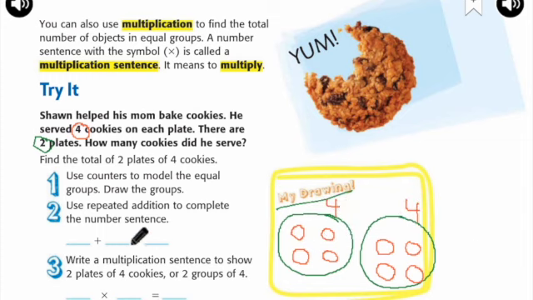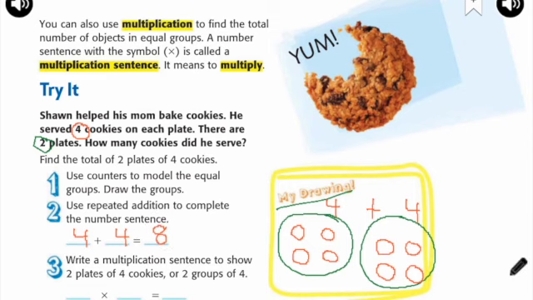Now, before we move into multiplication, we're going to use the first strategy, which is repeated addition. So the cookies on the first plate is 4, and the cookies on the second plate is also 4. So repeated addition tells us to do 4 plus 4. And I know that you know this. Go ahead and shout it out because I know you will.